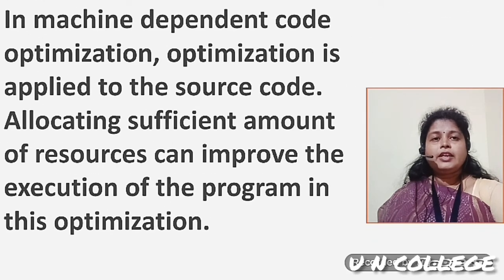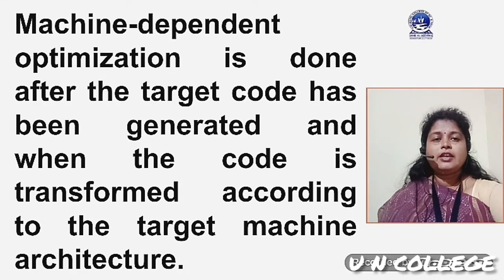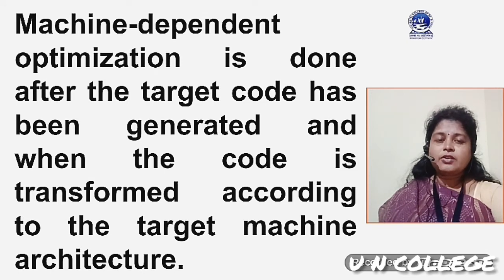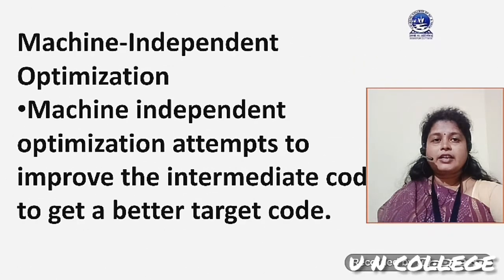In machine dependent code optimization, optimization is applied to the target code. Allocating a sufficient amount of resources can improve the execution of the program in this optimization. Machine dependent optimization is done after the target code, as I have already said, when the code is transformed according to the target machine architecture.